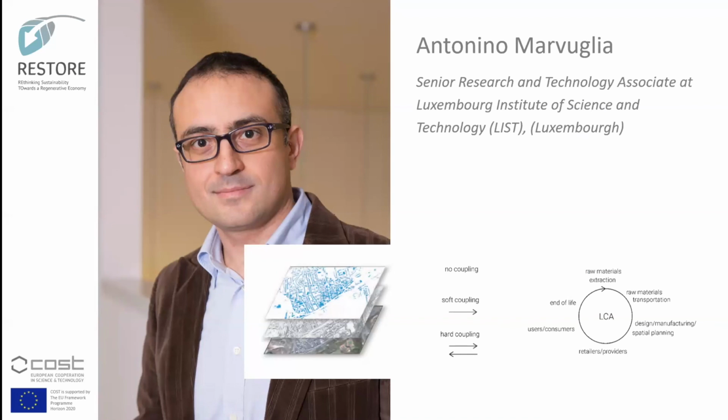Then we have Antonino Marvuglia, who is a senior research and technology associate at LIST in Luxembourg. His contributions to the book mainly are about territorial LCA, so an LCA of cities or districts. He describes processes for different methods for coupling, for example, GIS modeling, so geographic information system modeling, with life cycle assessment tools, particularly on the larger scale LCA, so not just focusing on buildings, but also on other kinds of environmental impacts of the city.